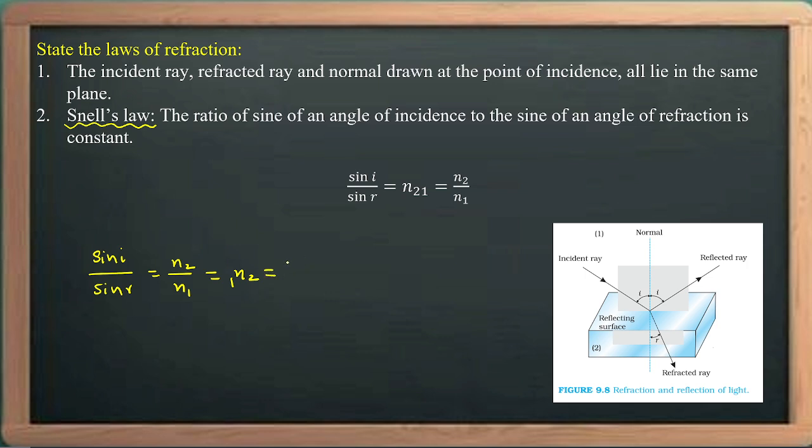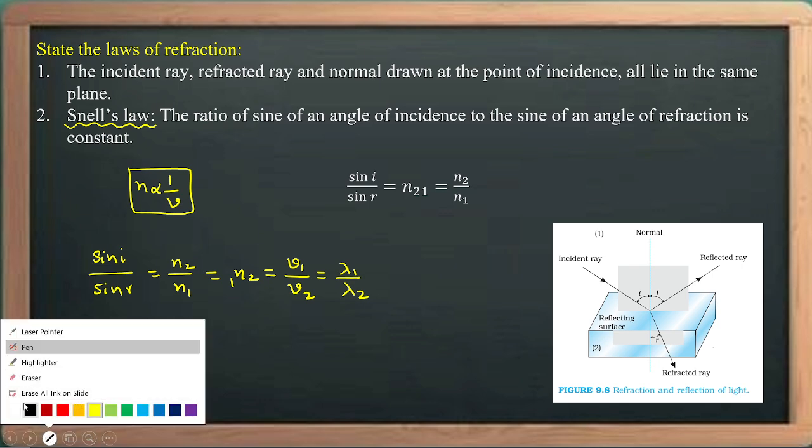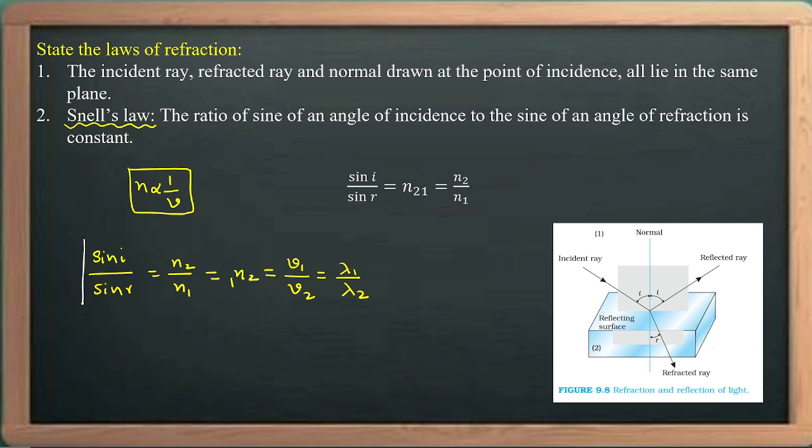that is equal to, I can also write it as v1 by v2, because refractive index is inversely proportional to velocity. If refractive index is more, the velocity of the light will be less, and that is equal to lambda 1 divided by lambda 2. So if velocity is more, lambda is more. If velocity is less, wavelength is less. So this is the Snell's law. Okay, so do you remember this?